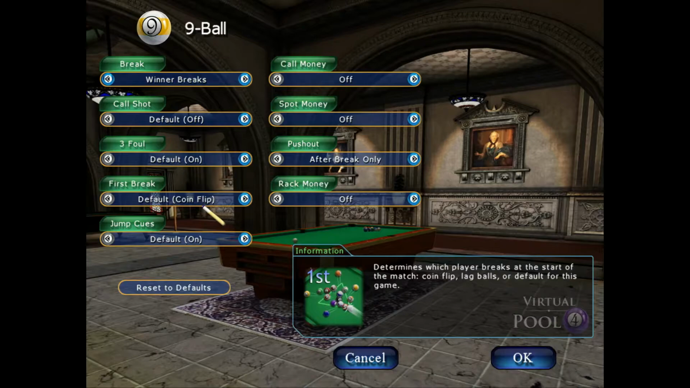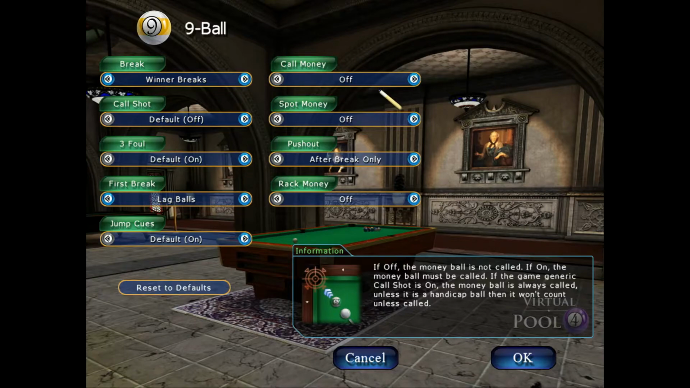If you have it as coin flip, it will automatically put a player into break, but normally you would have it on lag, so that both players will lag balls, and whoever gets closest to the kitchen rail will win the option of either breaking or actually putting their opponent into break should they choose. And then you have the option of jump cues on or off. Normally jump cues are on, but quite a lot of tournaments in the States, sometimes they do have them off.